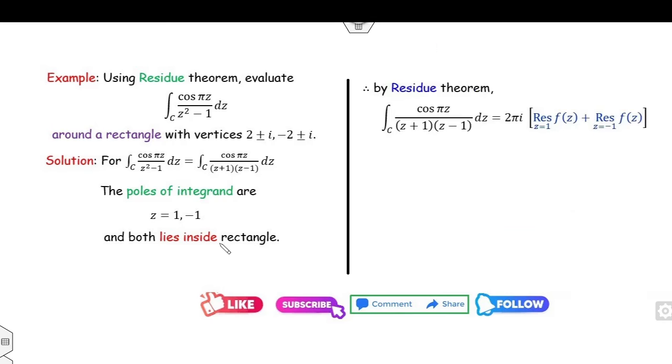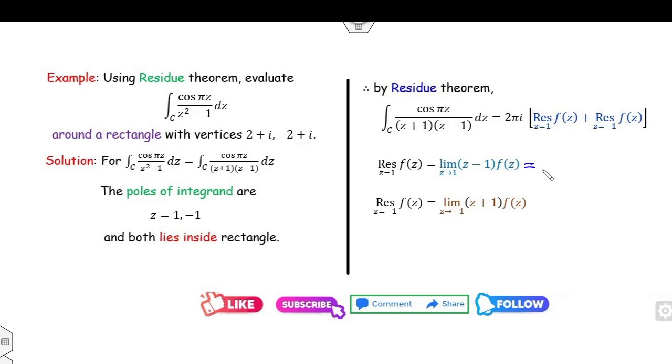Therefore, by the residue theorem, I can find the residues at 1 and minus 1. How can you find the residue at the point 1? Clearly, both are simple poles. Once it is a simple pole, I can find the residue as limit z approaches 1 of (z minus 1) f(z). Similarly for z equal to minus 1.